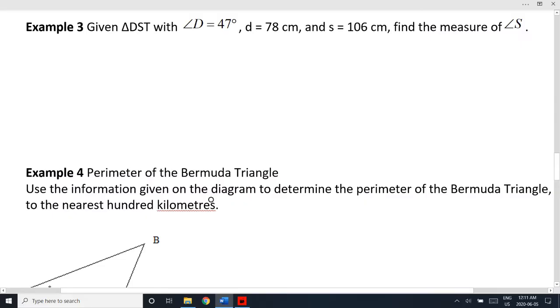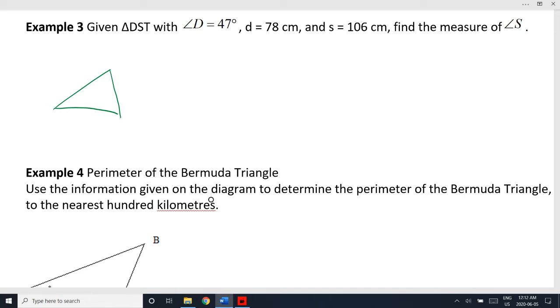Example 3. Given triangle DST with angle D equaling 47 degrees, side E equals 78 centimeters, and side S equaling 106 centimeters, find the measure of angle S. So this question here doesn't provide us with a triangle, so we're going to draw one in and then add all the sides and angles that we know. So we know it's triangle DST. So we're just going to draw a triangle here. It doesn't have to be representing the actual degrees. We just need to know where things are to give us an idea.